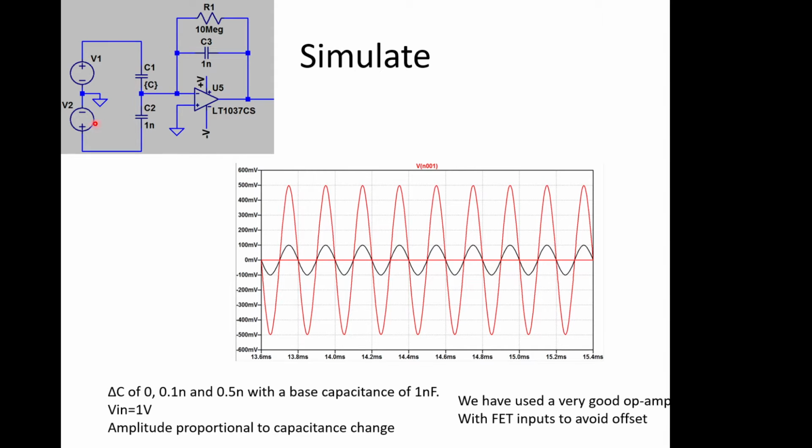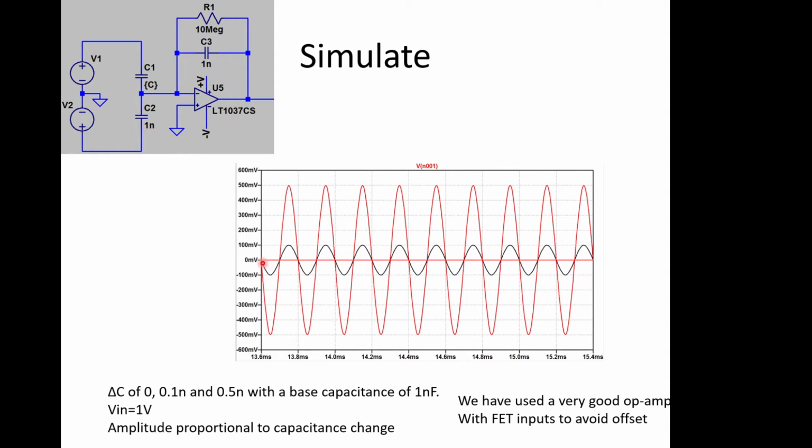And so we put it into the simulator, put some example circuit values in there. I've chosen a real op-amp in this case. You can use an ideal op-amp out of LTspice if you want to. So I've put in a real op-amp. It's a good one. It's got FET inputs, so its offsets are very small. And then you can see that if I run the simulation for delta Cs of 0, so the capacitances are balanced, and then slightly out of balance, and then quite a lot out of balance, because this 0.5 nanofarads is half this value, this reference capacitance.